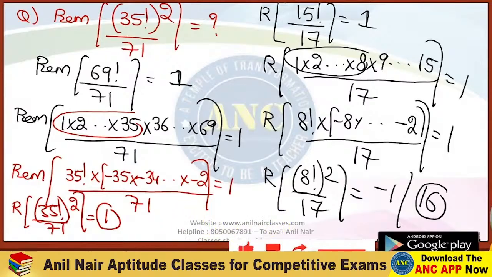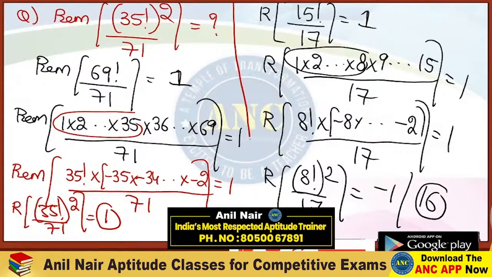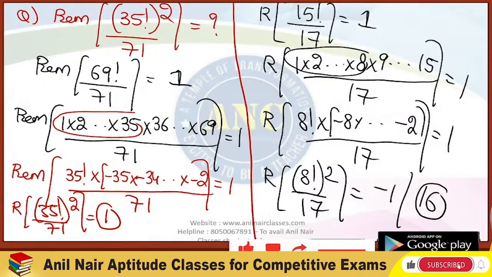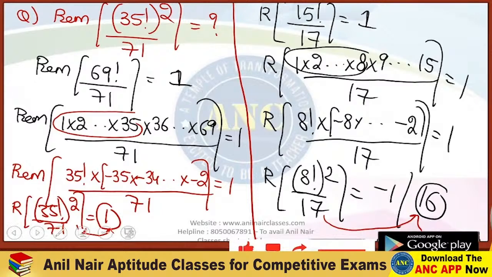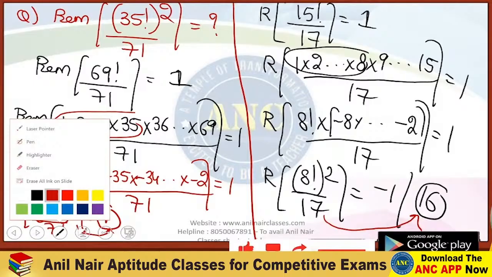15 factorial whole square divided by 17 results in 8 factorial whole square divided by 17. So sometimes you are getting P minus 1, and sometimes you are getting 1. So these are the two cases. Don't generalize it and take it as P minus 1 always. Sometimes it is 1, sometimes it is P minus 1. All the 5 varieties of prime numbers we discussed in detail.